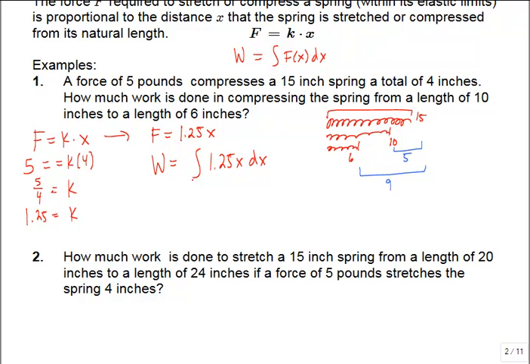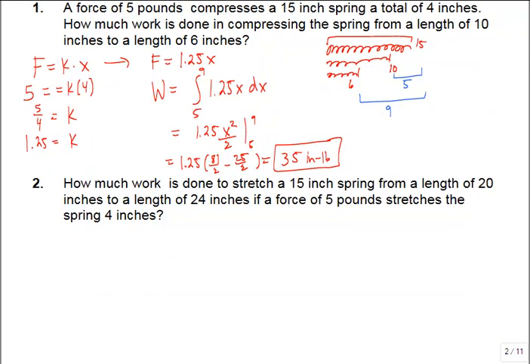So my bounds on this work integral are going to be from 5 to 9. So then this is actually a pretty easy integral to solve. We can pull out that 1.25, and the integral of x is x squared over 2. And we're just going to plug in our 5 and our 9. So this will be 1.25 times 81 over 2 minus 25 over 2, and you can punch that into your calculator and it comes out to 35. Now in terms of the units, remember that our force was in pounds and our distance was in inches, so this is going to be inch pounds for our work.